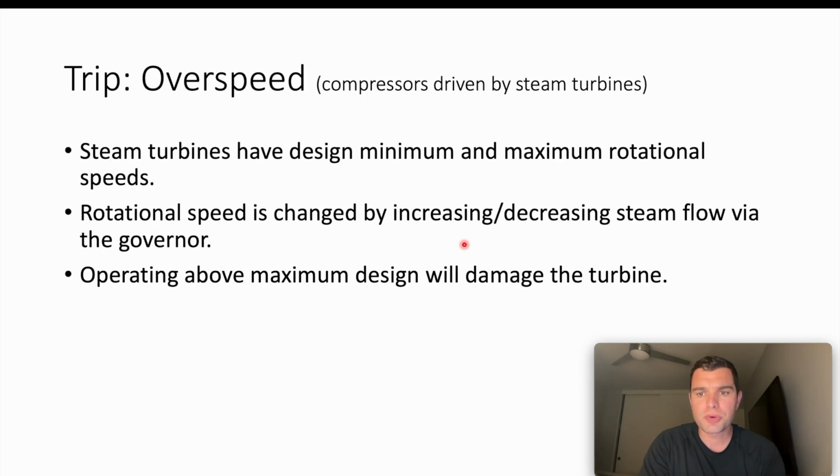The last trip we're going to go over is overspeed, specifically if the compressor is driven by a steam turbine. Steam turbines have a design minimum and maximum rotational speed. If you exceed that, it could result in damage, and operating well above that, really catastrophic damage is the problem. To prevent that, compressors or turbines have multiple trips that would prevent that from occurring.